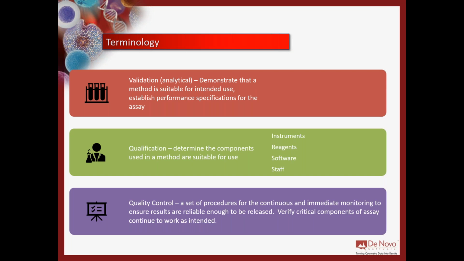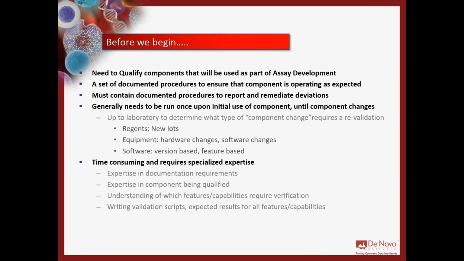And a component of an assay is defined very broadly. A component can be an instrument, reagent, software, and even the staff that is performing the assay. All of those entities need to be qualified. And then you need to have quality control procedures to continuously ensure and monitor that the components of your assay and the assay itself is performing as expected. And I'm going to show how FCS Express can help with different aspects of all of these types of components that are needed as part of your validation process.